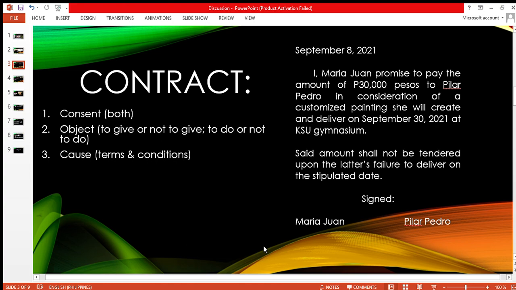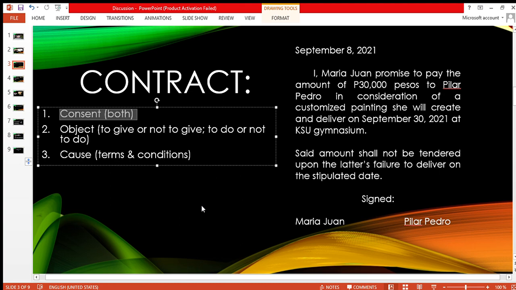So what are the elements of the contract? First, there must be consent of both parties. Consent, from the word contract, agreement, which means that both of the contracting parties must have given their consent. So nagkaintindihan kayong dalawa. So pag sinabi ni Pedro mamamanhikan o manliligaw siya mamayang gabi, at sabi ni Maria, okay, puntahan mo ako ng alas 6 ng gabi. Okay?